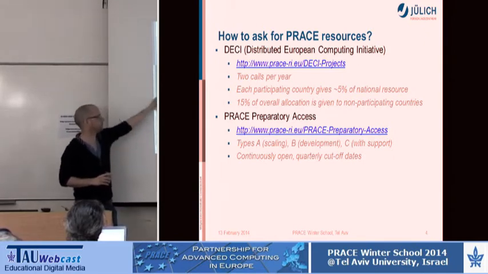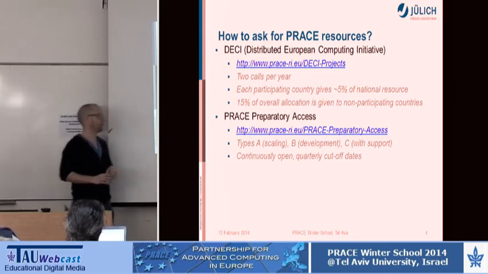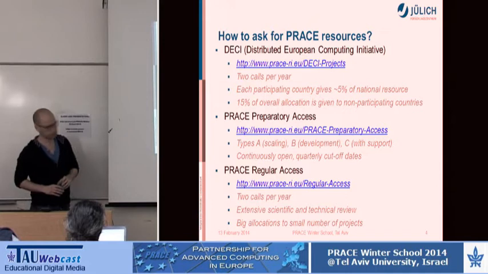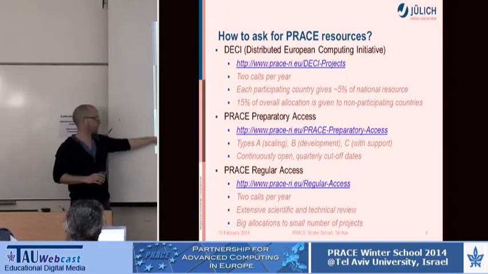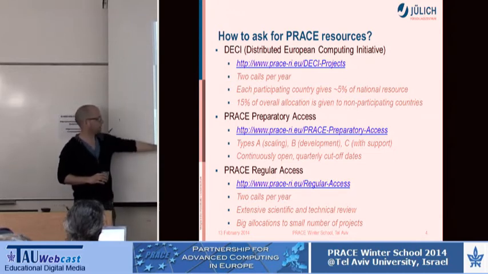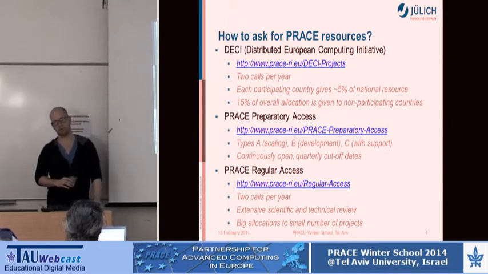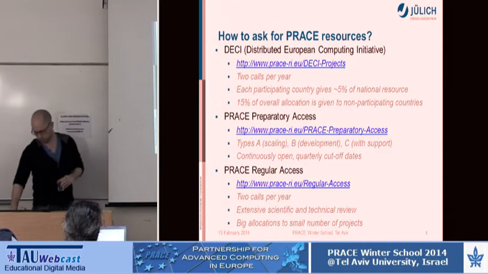The preparatory access calls are continuously open, but there's quarterly cut off. So basically 4 times a year they actually evaluate them. For the regular access, there's 2 calls a year. These ones take a long time to review. They have scientific and technical reviews, and they're big allocations to a small number of projects. So they work the way I was telling you. People ask for time. If your science is good enough, you get the allocation, typically without a cut, and then they go down the list until all the resources are gone, and that's it. Everybody else is a no. Right? So they're just big projects.